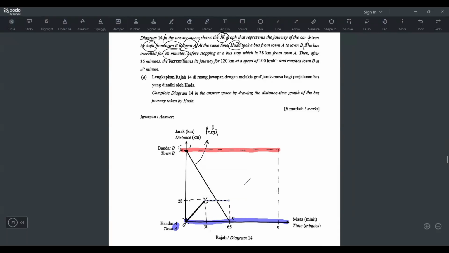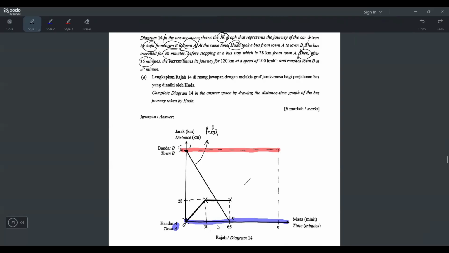Because distance time graph means what? When your line is like this, it means the time is running, but your distance is not changing. You can see the time is changing, but the distance is never changing. It means that it stopped here, right? After stopping here, what happens? Let's see. Before stopping at a bus stop, which is 28 kilometers from town A. So it stops.